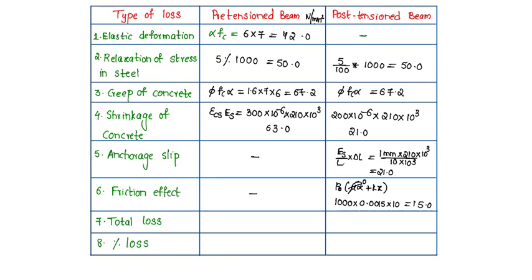The total loss here is 222.2 Newton per mm square, and here it is 195.2 Newton per mm square. The percentage loss will be loss by initial, that is 1000 into 100 in percentage, which is 22.22%. Then here it will be 19.52%.